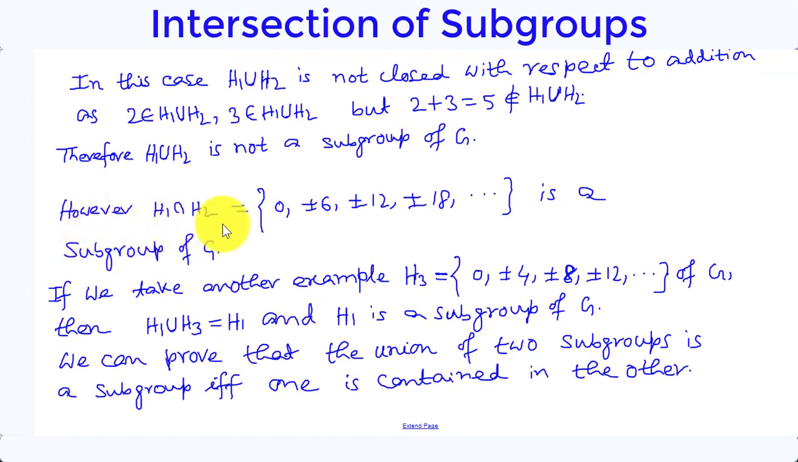However, H1 intersection H2 is equal to 0, plus minus 6, plus minus 12, plus minus 18, that is H1 intersection H2 is equal to 6Z, multiples of 6, which is a subgroup of G. If we take another example, H3 is equal to 0, plus minus 4, plus minus 8, plus minus 12, and so on, a subgroup of G, then H1 union H3 is equal to H1 and H1 is a subgroup of G. We can prove that the union of two subgroups is a subgroup if and only if one is contained in the other.